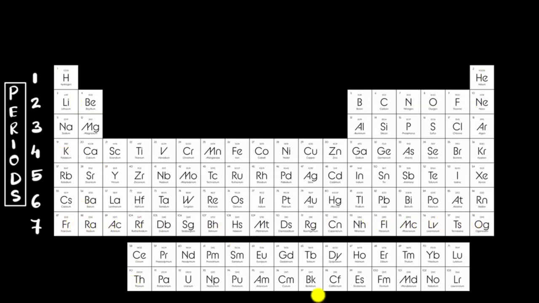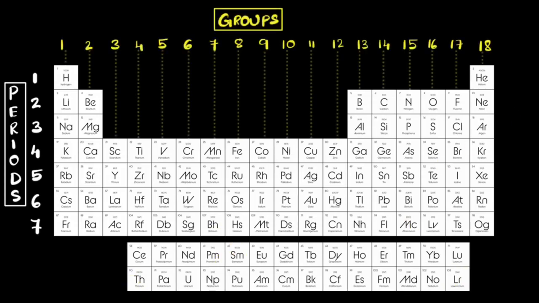I'm sure you must be wondering, what about these elements? We'll get to them in a second. But the second one is the vertical groups. So the vertical columns are called groups. So this is group 1 elements, group 2 elements, and so on and so forth up till group 18 elements. Okay, what about these elements over here? Why are they separated out?